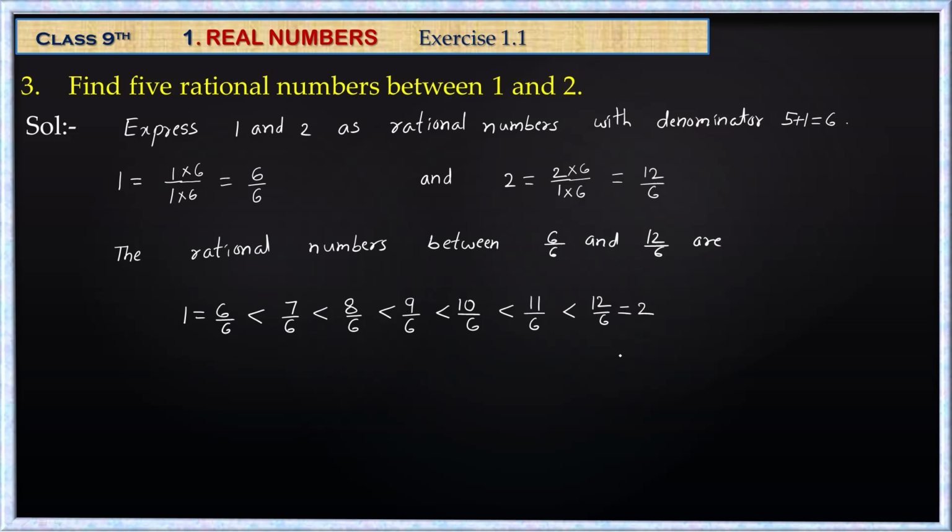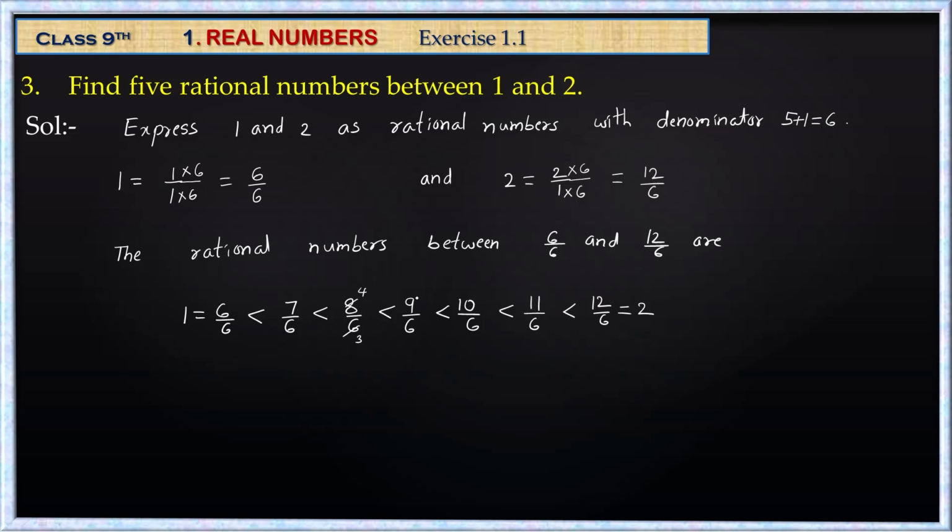So in between 1 and 2 there are the rational numbers 7 by 6, 8 by 6, 9 by 6, 10 by 6, 11 by 6. We have written 1, 2, 3, 4, 5 rational numbers between 1 and 2. We can express them in the simple form. We can convert it. 8 by 6 can be again converted by cancelling the numbers. 2 4s are 8, 2 3s are 6. It can be expressed as 4 by 3.